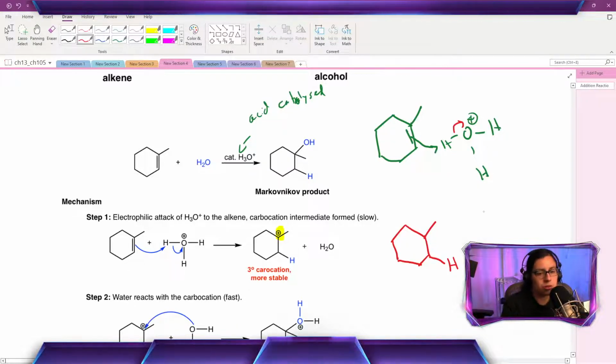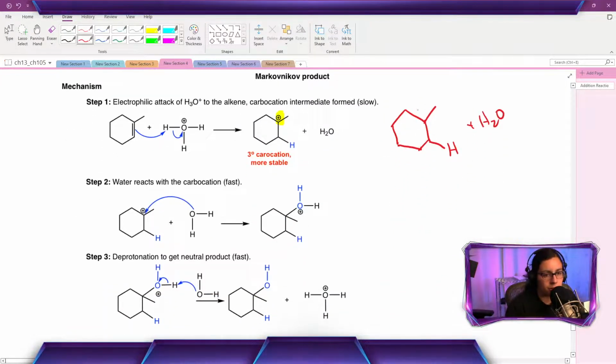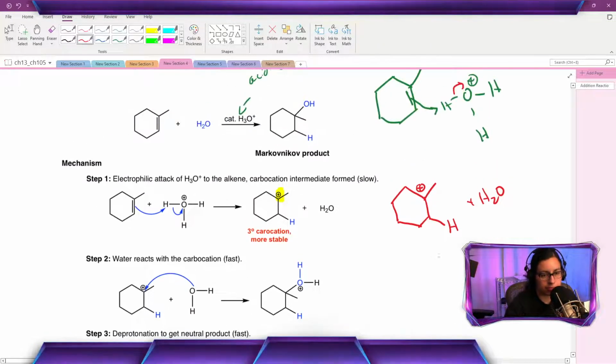So water is neutral, just hanging out. That's what's drawn here. And let's draw our carbocation. Now this is stable, but of course, this carbocation is going to be reactive. And so in this case, water actually is going to do the action here.